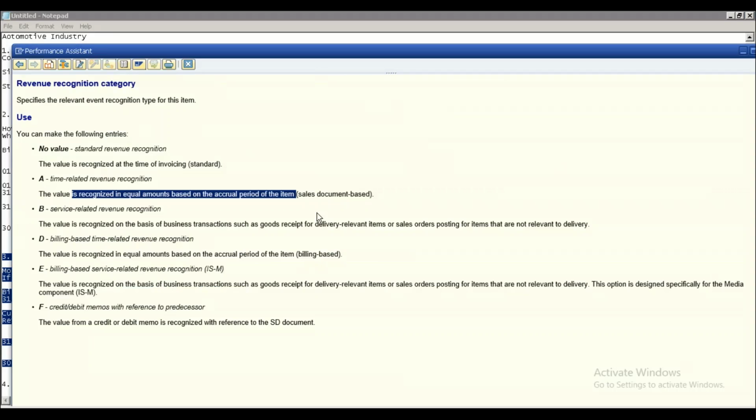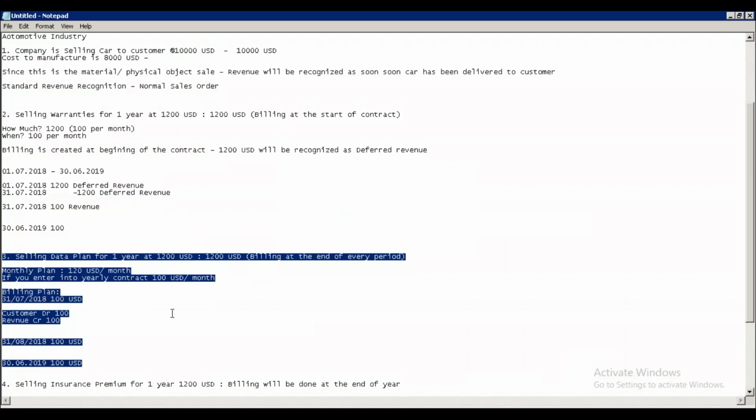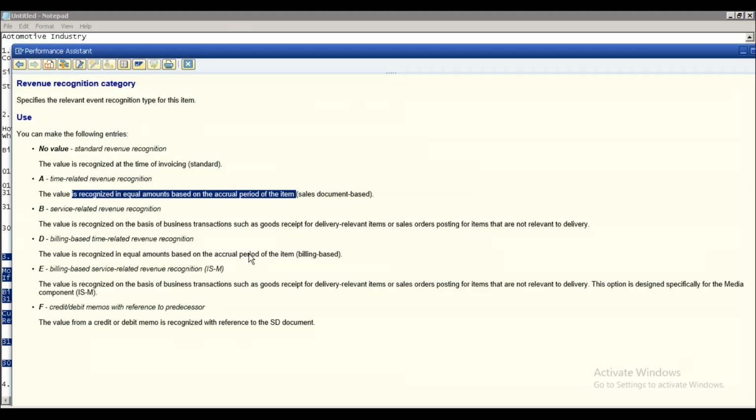Okay, the second thing is it is sales document based. It is not billing based, which means we don't need to create a billing at the beginning of the contract. Billing can be created at every period. That is the reason you can see this revenue will be recognized based on the sales document. Sales document means the contract that we created. So we don't need to create a billing first. Based on our sales document, based on our sales contract, the system will automatically generate the revenue recognition at the end of every month.